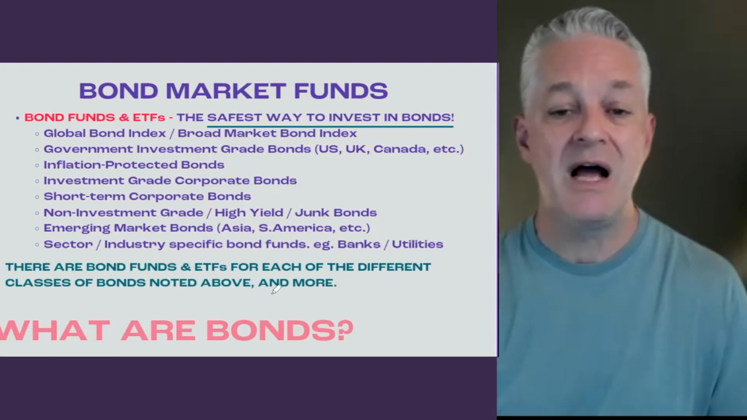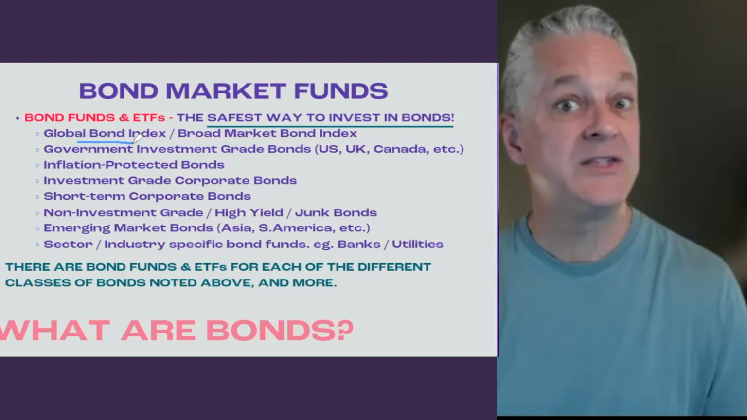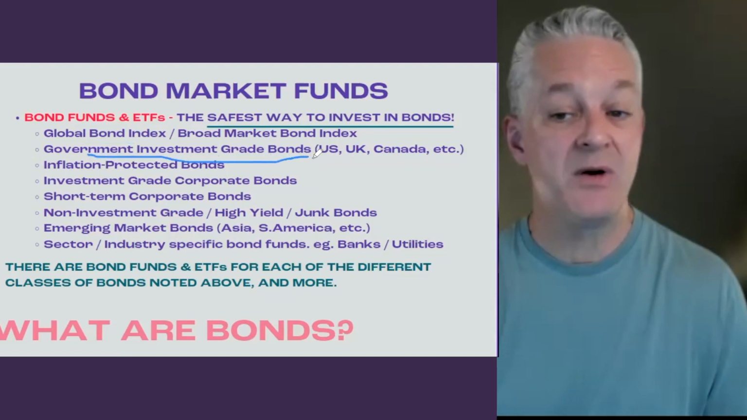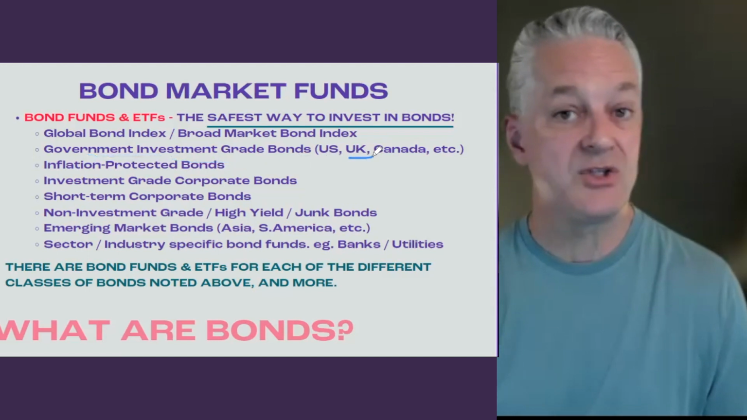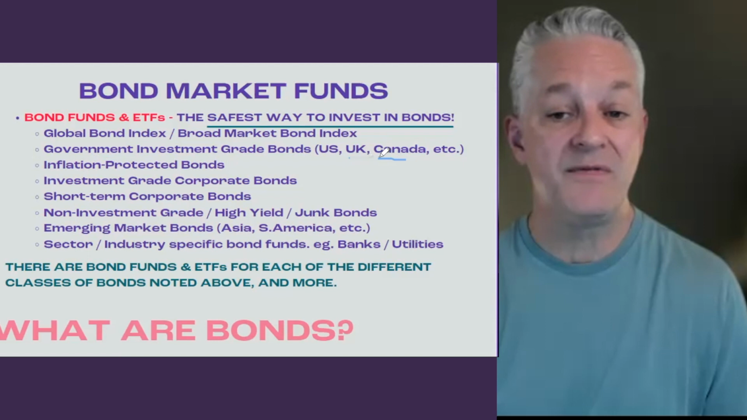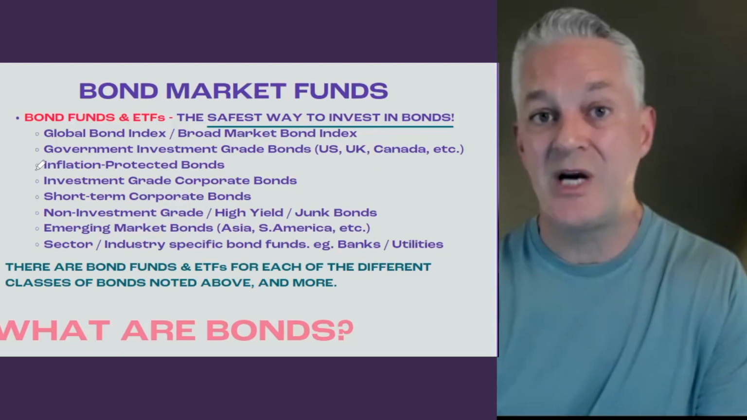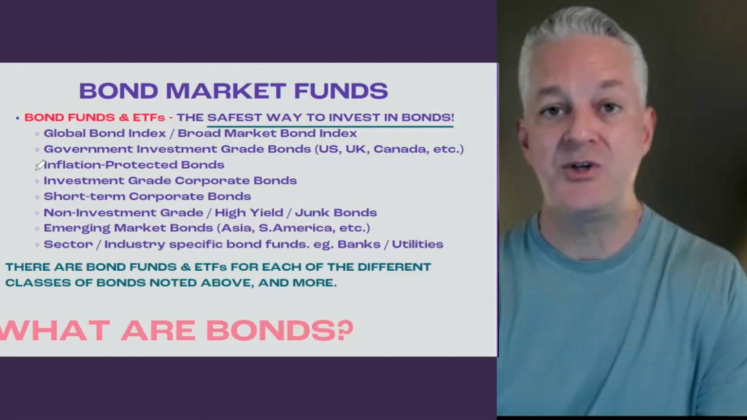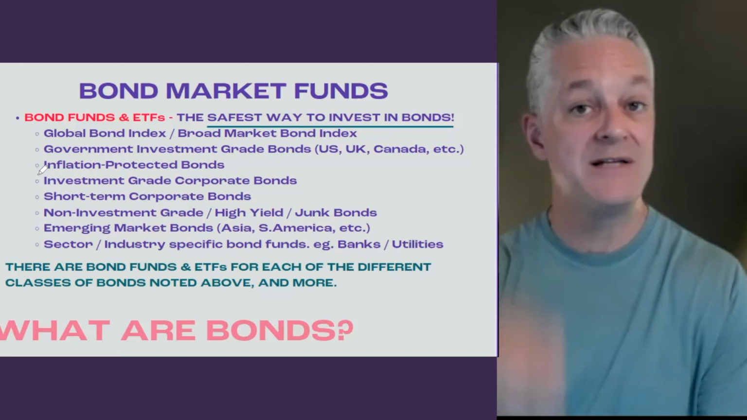So in the slide here, you can go into global bond indices, world bond indices. You can go into government investment grade bonds, like a treasury bond fund, a sterling bond fund or a Canadian dollar bond fund, and so on. The US government issues something called US Treasury Inflation Protected Securities. They're called TIPS, and they are linked to rising inflation.